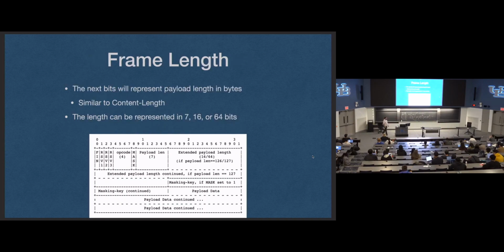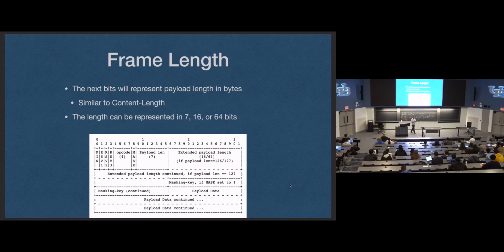And then payload length, similar to content length. We want to know how many bytes are in the payload of this frame. This is where probably the bulk of your work is going to be when you're coding this up, at least for objective 3. So the payload length is going to tell you how many bytes are in the payload of the frame. This is going to tell us how many bytes we need to read.